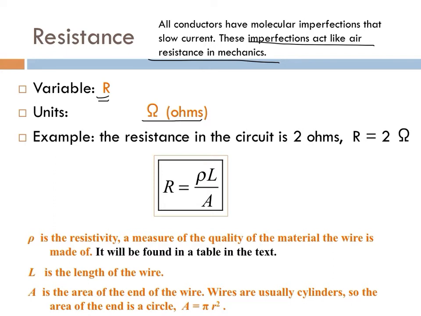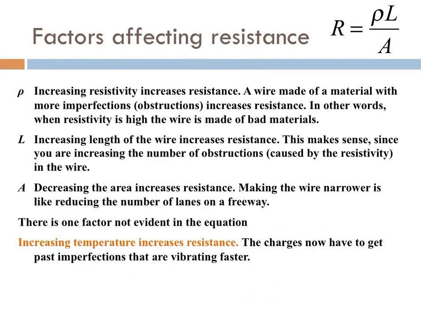So if we wanted to calculate the resistance in a circuit, we could actually use this equation, where rho is the resistivity of the material. Again, this is a measure of the quality of the material that it's made out of. L is the length of the wire, and A is the area of the wire. Again, wires are usually cylinders, so we're going to be using pi r squared as our area for most conditions. Now again, if we look at this equation, if rho goes up, then my resistance goes up.